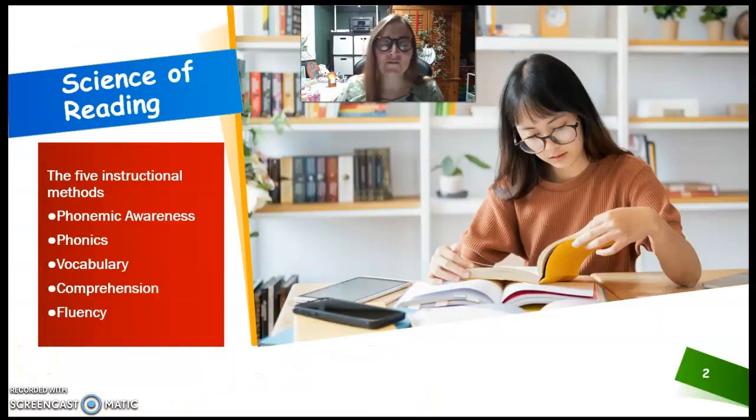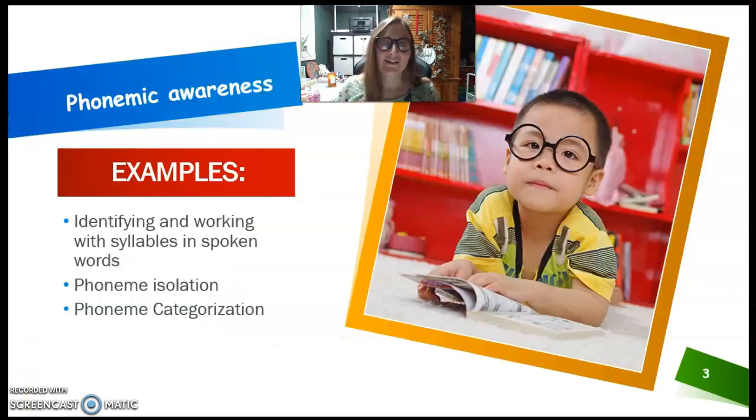The term science of reading is a systematic approach with explicit phonics instruction and is very necessary for the foundation of learning to read and growing from there. This helps people learn how to read, whether they read well or have difficulty. They call the five instructional methods the big 5: phonemic awareness, phonics, vocabulary, comprehension, and fluency.